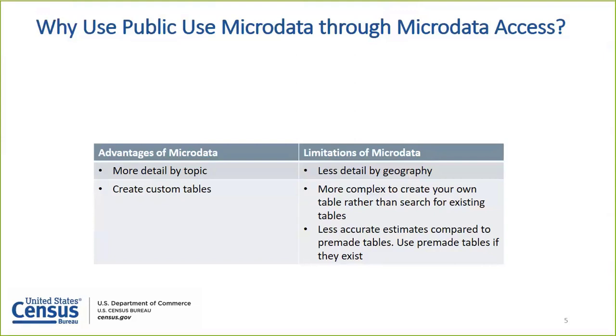And some of the limitations of using the microdata, although it gives you a lot more detail in topic and allows you that customization: in order to give you that set of detail and still protect the confidentiality of respondents, the downside is you get less detailed information by geography. We'll take a look at that here in just a second. It can be more complex to create your own table rather than to search for the existing table.